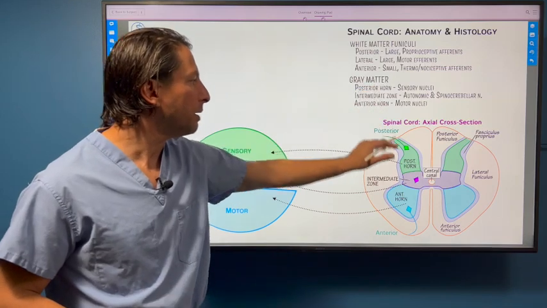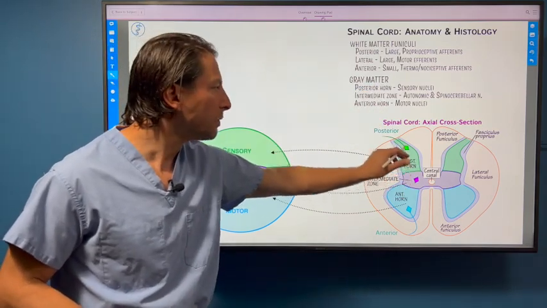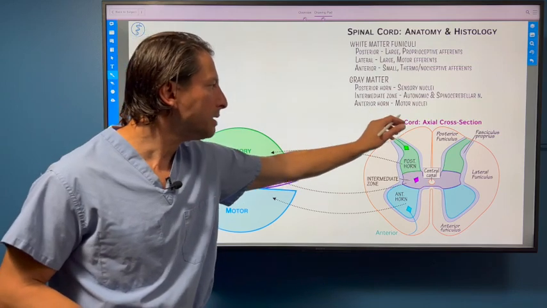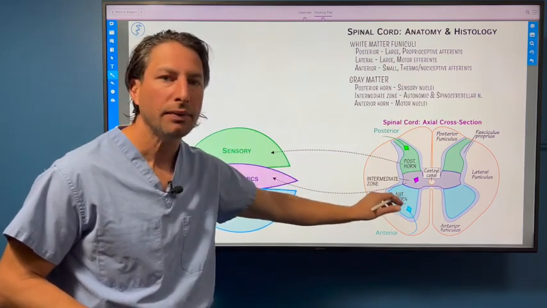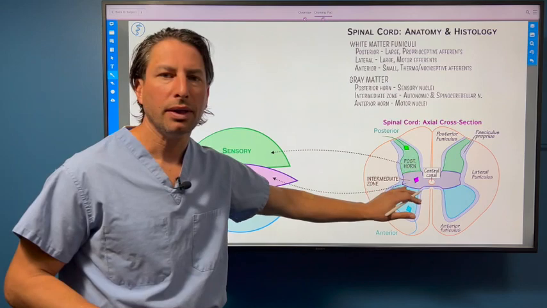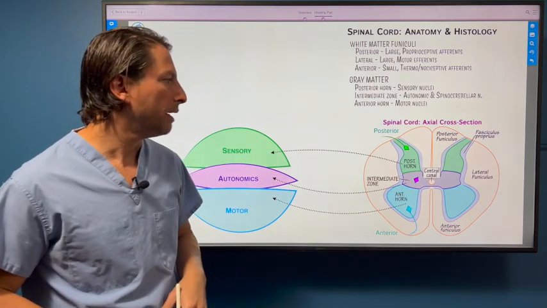And then in the gray matter, in the posterior horns are the sensory nuclei, whereas in the anterior horns are the motor nuclei, and then in the intermediate zone are the autonomics and spinocerebellar nuclei.